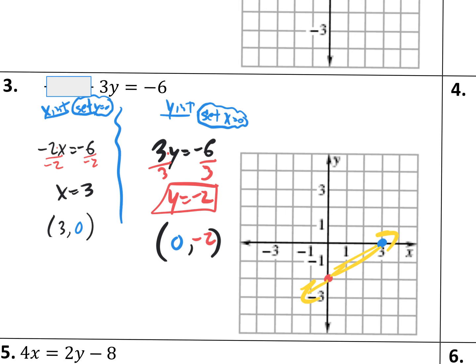When your y is by itself, make an input-output table, plug in 3 easy numbers, get out some answers. Or even 2 numbers. You don't have to go for 3. And when you have it in standard form, just think of x-intercept, y-intercept. For the x-intercept, set y equal to 0, and that's the equation that you have. For the y-intercept, you set x equal to 0, and that's the equation that you have. And they're both one-step equations, really easy to solve.